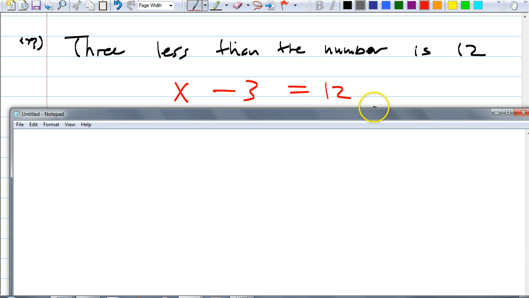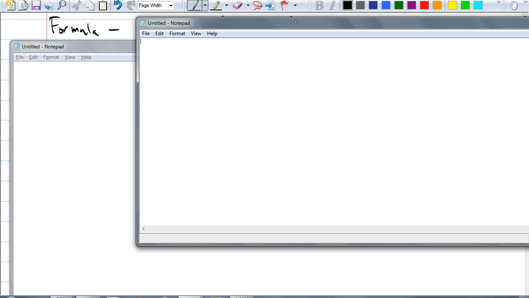Okay, let's move on. I said we're going to switch gears a little bit and talk about a formula for a second. Because on your homework tonight, they're going to ask you to use this formula to find something. How many people know how to find the formula for the perimeter of a rectangle? What's the formula for it?